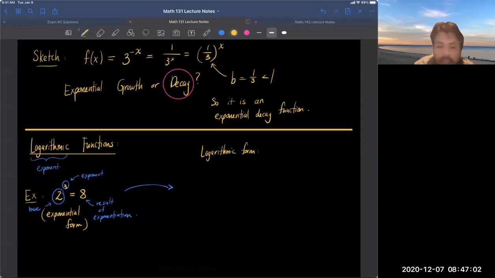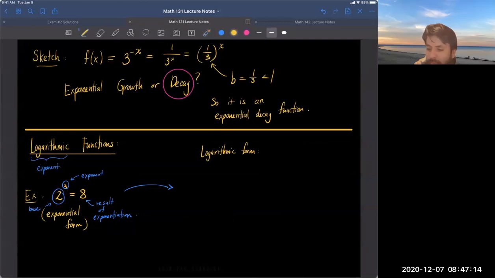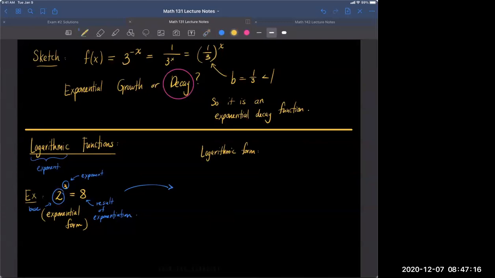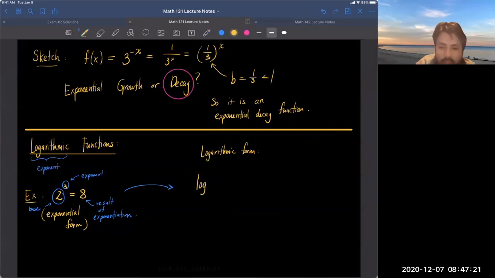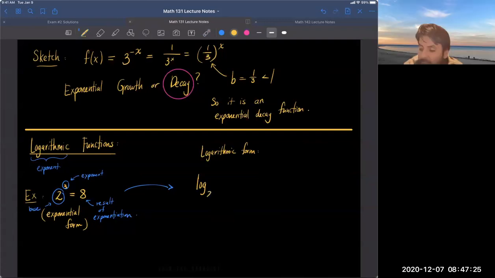If not, that's okay. But in logarithmic form, what's the base of the exponential form? 2. So what's going to be the base of my logarithmic form? 2. So it'd be log 2. I'm going to write it using these three letters, log, with a subscript of 2. So they match, right? This is my base.